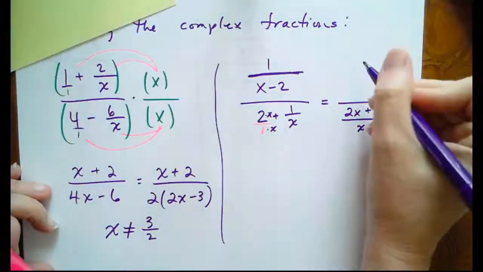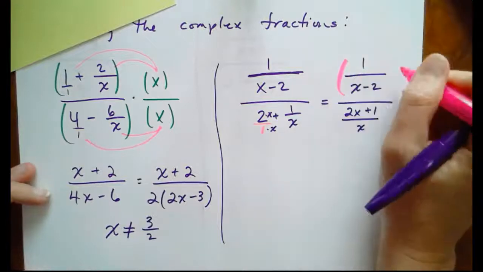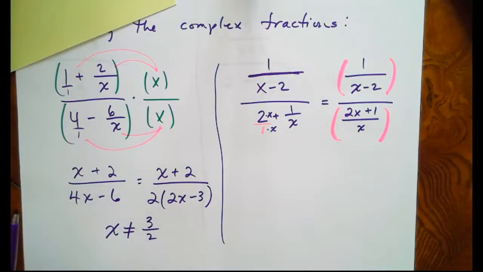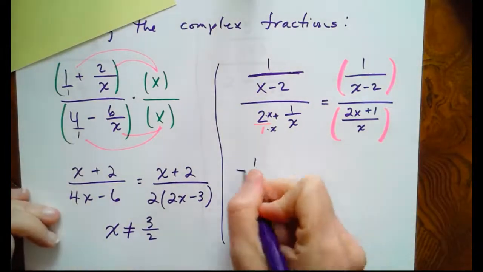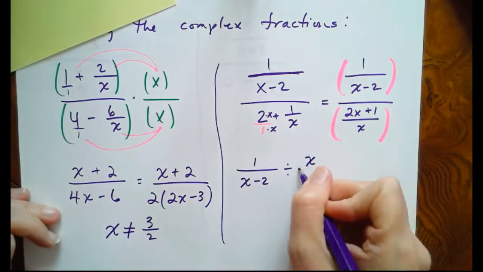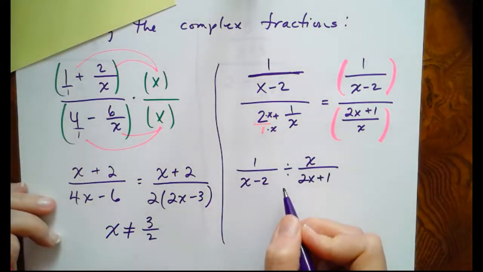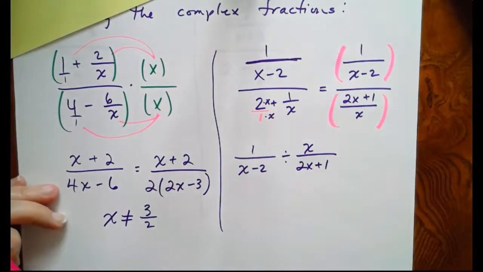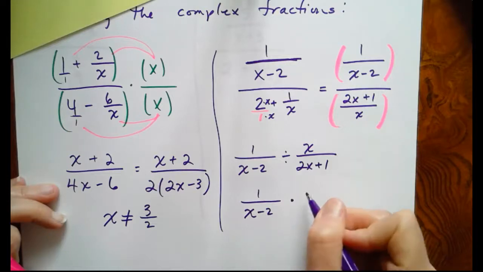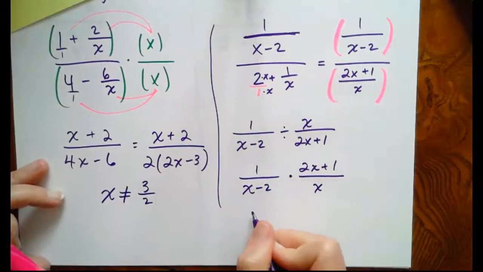Well, if we do that, then we can think of this as one single fraction divided by one single fraction, and we can go old school. 1 over x minus 2 divided by x over 2x plus 1. And division by a fraction will turn into multiplication by the reciprocal, 1 over x minus 2 times 2x plus 1 over x. And now we can multiply together.